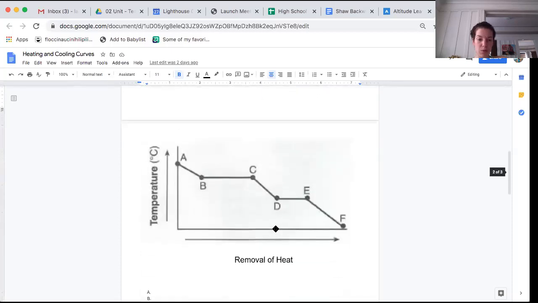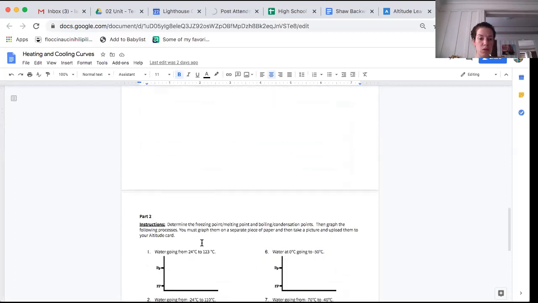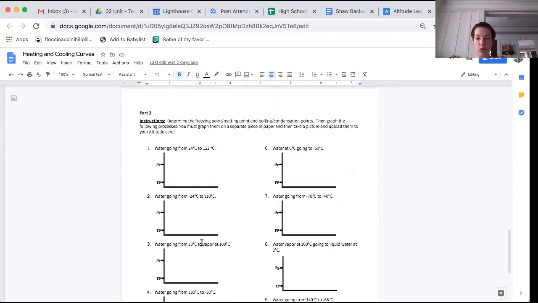Okay, boom, boom. Same thing in the cooling curve, except opposite. The reason we don't have a temperature change here is because all the energy is going into rebuilding those connections between the atoms and molecules. Okay, I'm going to scroll down and let's take a look at part 2.